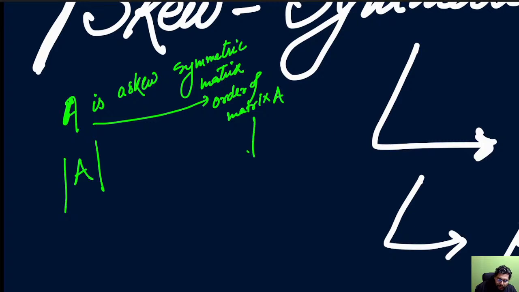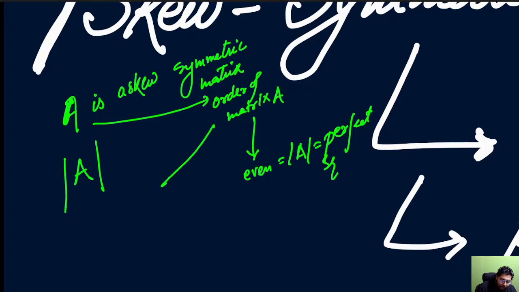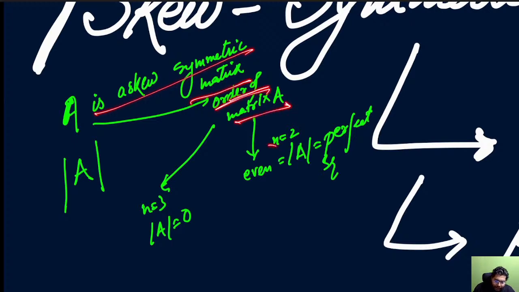If it is of even order, then the det value will give me a perfect square. And if it is of odd order, like n equal to 3, or n equal to 2, odd order, then that value will be equal to 0. It says only these two things. If I have a skew-symmetric matrix and I know the order, if the order is an even number, it will give me a perfect square. If the order is an odd number, the value will be equal to 0.